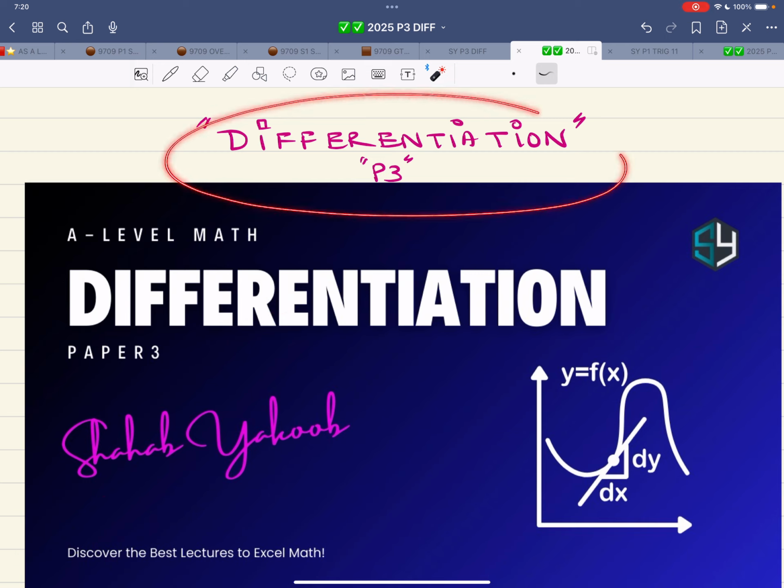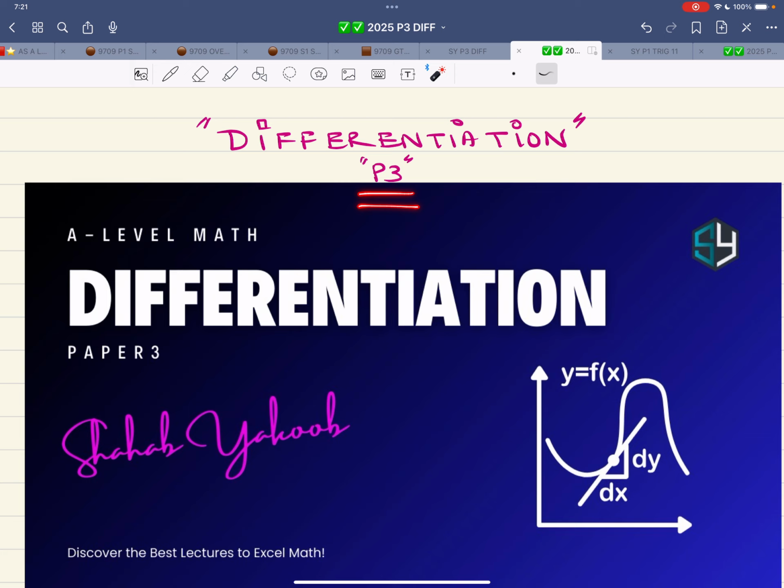We are starting with differentiation, the differentiation of P3, that is paper 3. So this is 9709 and paper 3, and there are different variants that could be 31, 32, 33, and now they even have the fourth variant which is 35. So let's get started with the basics.